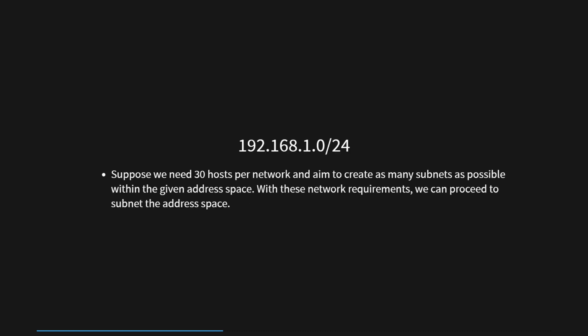To illustrate this approach, let's consider an example. Assume we have the network address 192.168.1.0 with the default subnet mask 255.255.255.0 or /24. In this case, the first 24 bits represent the network bits. Suppose we need 30 hosts per network and aim to create as many subnets as possible within the given address space. With these network requirements, we can proceed to subnet the address space.